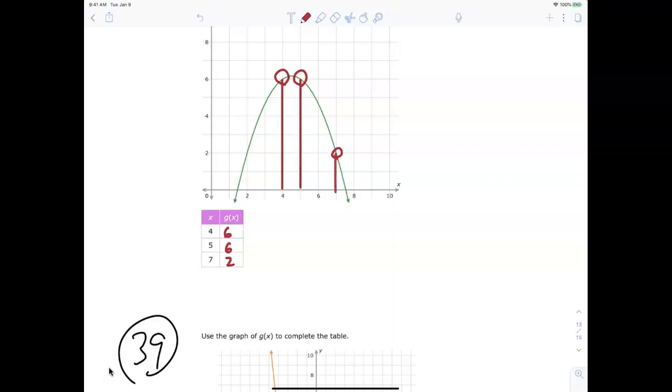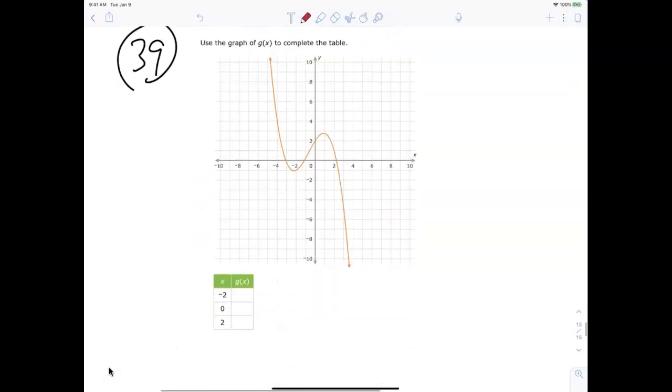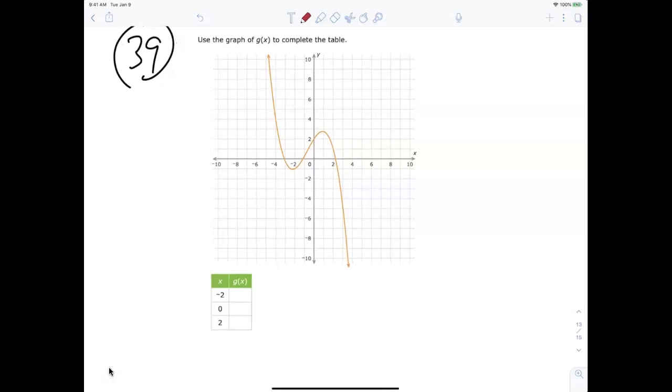Just to make sure I'm not going too fast, I'm locating these points right here. So these are the x values here. You want the corresponding y value. So let's look here. When is x -2? So this would be the solution. When x is -2, the y value is -1. When x is 0, the y value is 2. And when x is 2, the y value is 1. Alright?